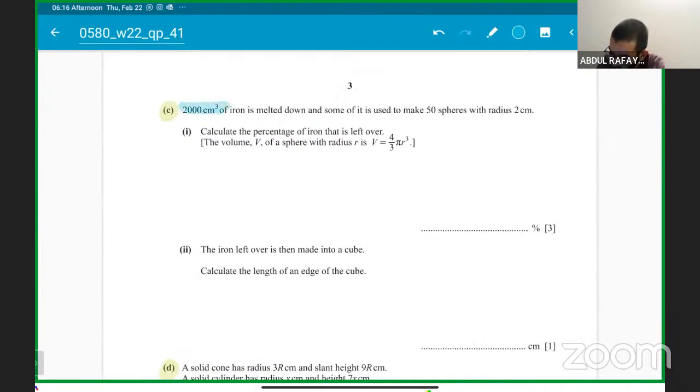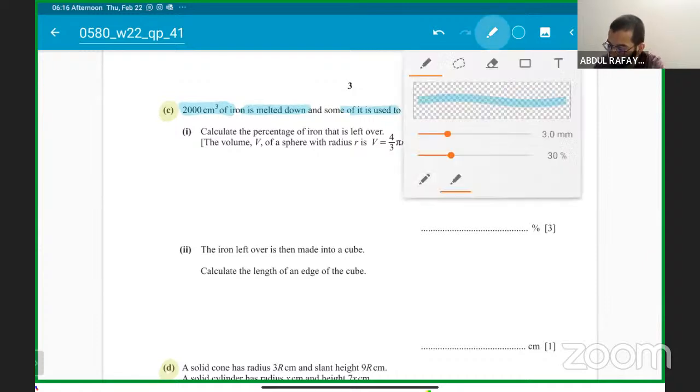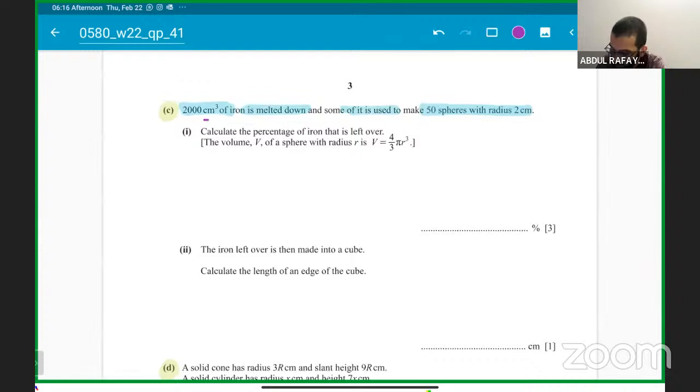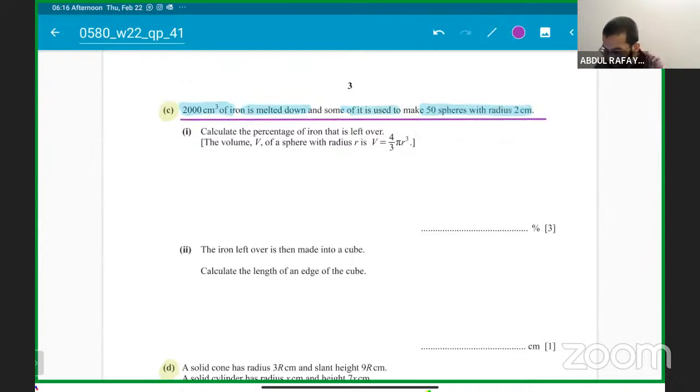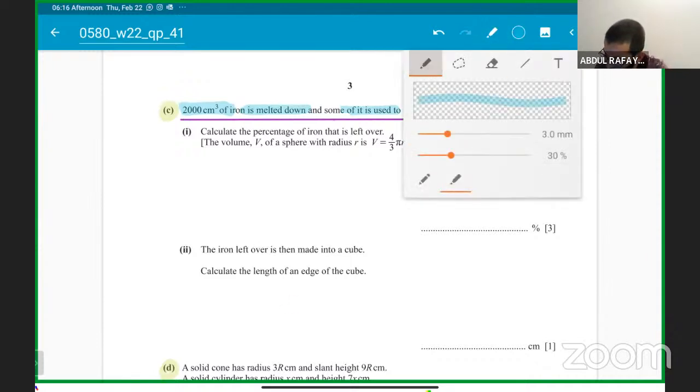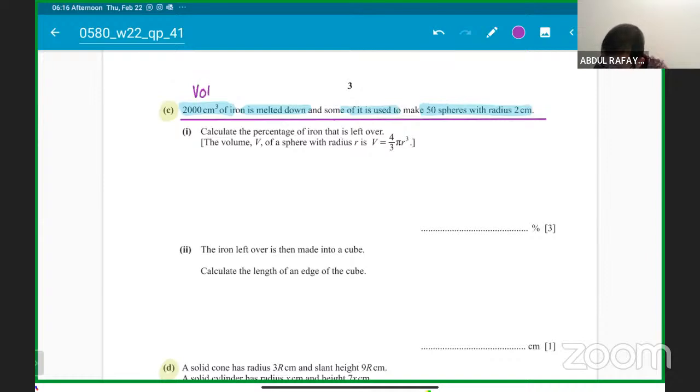They are telling us 2000 centimeter cube of iron is melted down, and some of it is used to make 50 spheres with radius 2 centimeter. Getting it, guys? Very important to understand, an important question to clarify. Follow carefully. What they are telling us, that 2000 centimeter cube will be called the volume, right?